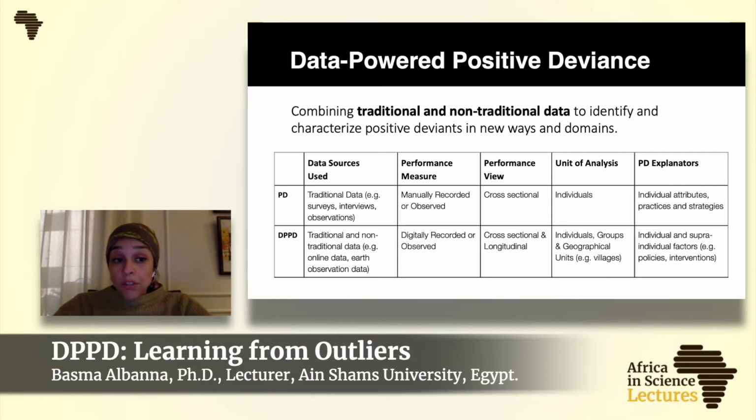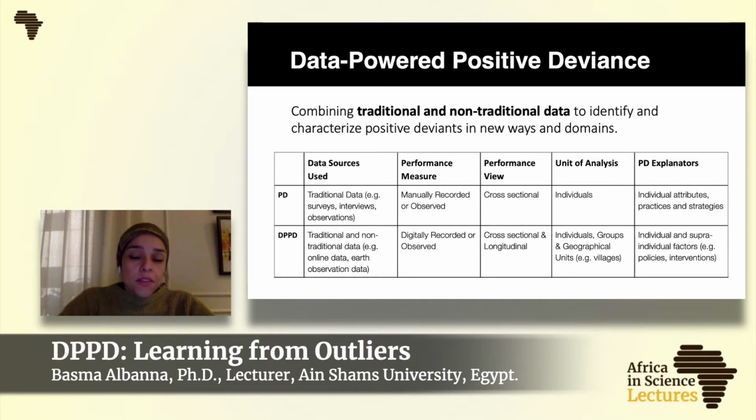When it comes to the unit of analysis, the positive deviance approach usually looks into individuals, while data-powered positive deviance enables looking into aggregation levels that are beyond individuals, such as villages, regions, countries, or any geographical unit. And this also enables looking into the collective behavior of units instead of just the behavior of individuals.